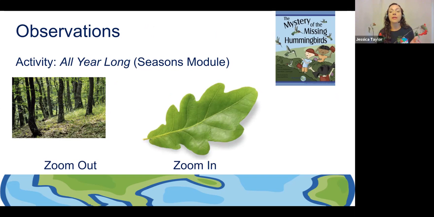And so you might think of zoom out as something like a field or forest of trees, but it could also be this entire branch, right? Whereas for zoom in, a student may select to do a leaf, some of the bark, or some of these berries. And so you can differentiate what extreme level of zoom in and zoom out.